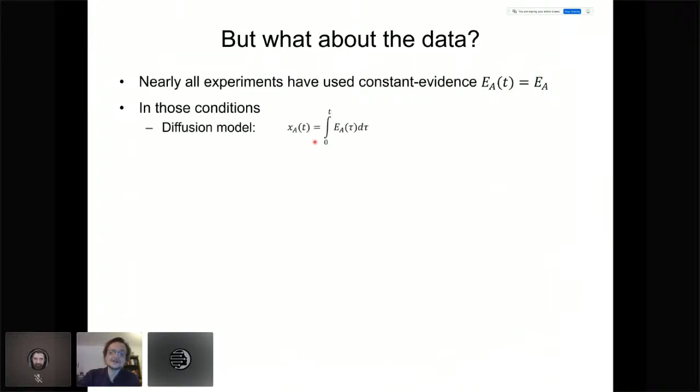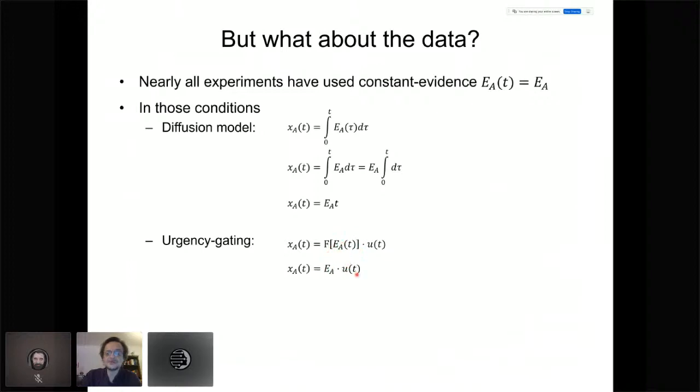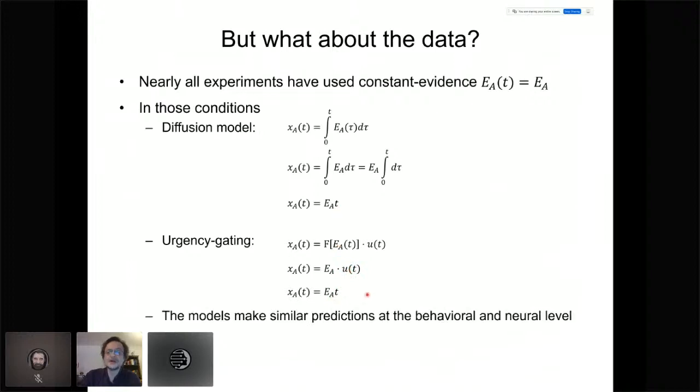If that's the case, then the diffusion model, which you can summarize like this, you can take the constant out of the integral, and then this thing here is just time, elapsed time. Likewise, for the urgency gating model, you can take the constant out of the filter. And if the U of t, the urgency function, is just time, elapsed time, then it's the same equation. And so in these conditions, the models will make very similar predictions at the behavioral and neural level.